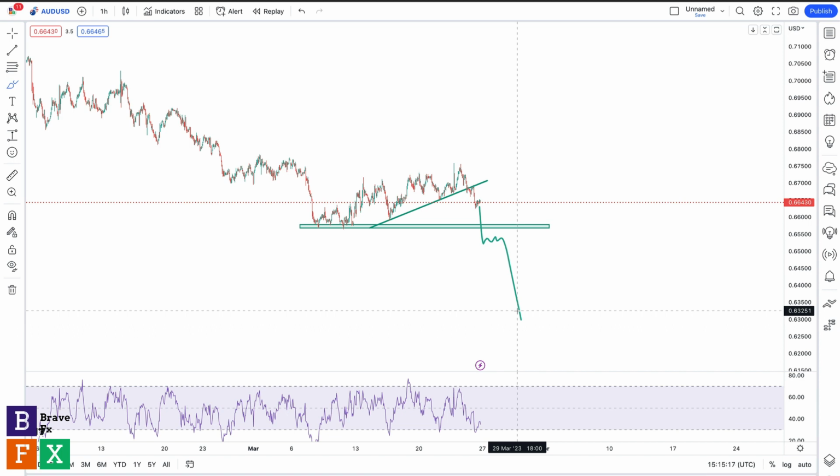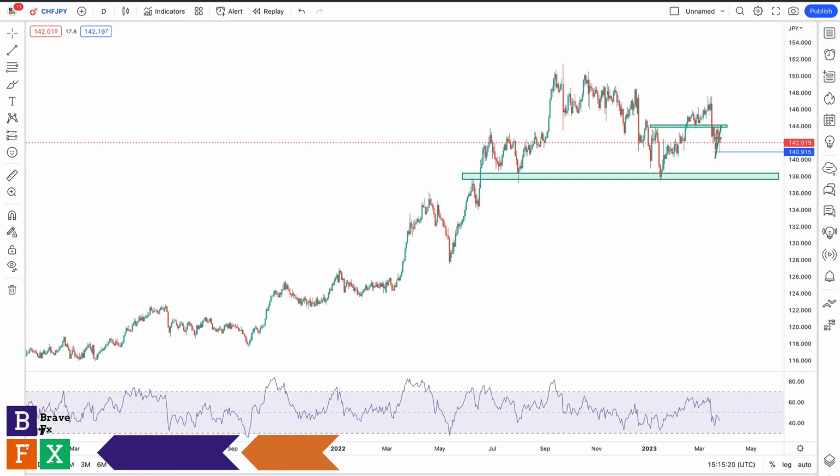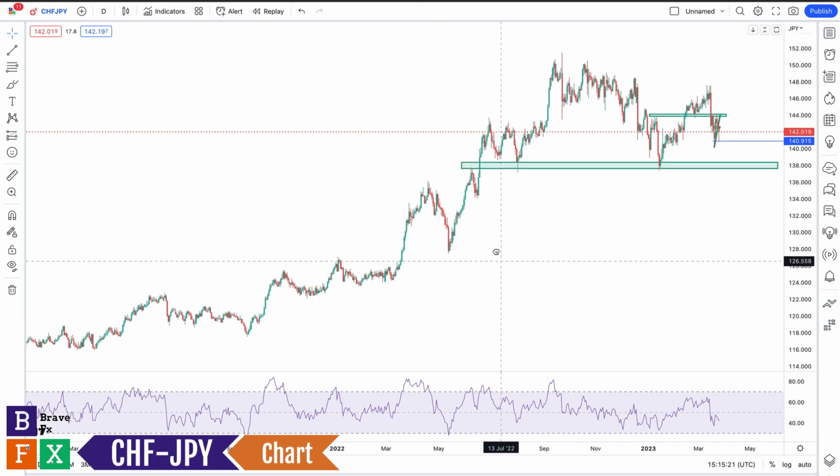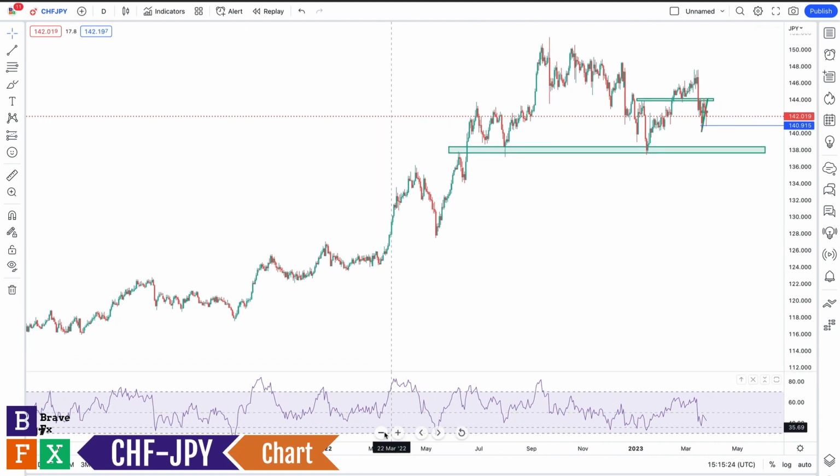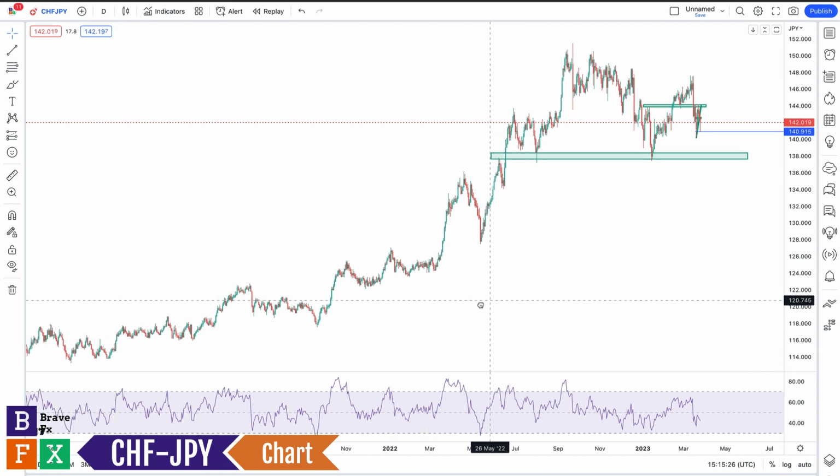So moving on, we're going to talk about CHF-JPY. This was requested by one of our community members. So this is the daily time frame on CHF-JPY. So CHF-JPY looking really good.